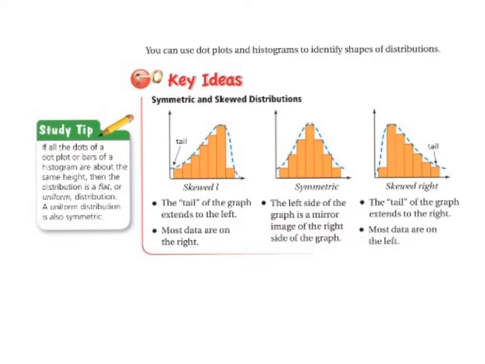Take a look at the study tip that is over to the left side here, and it says if all the dots of a dot plot or bars of a histogram are about the same height, then the distribution is a flat or uniform distribution. A uniform distribution is also symmetric. So be sure you copy that into your notebook as well.